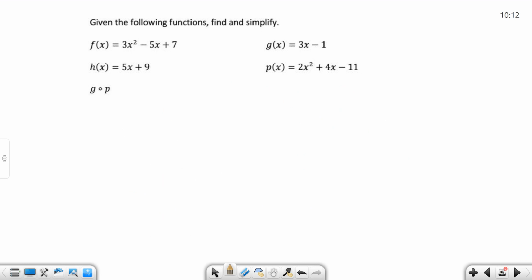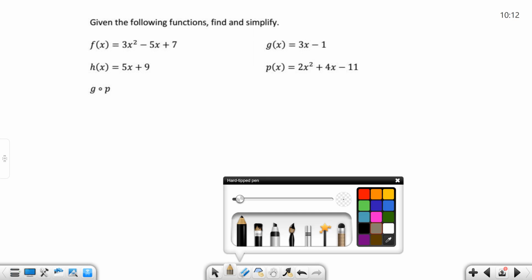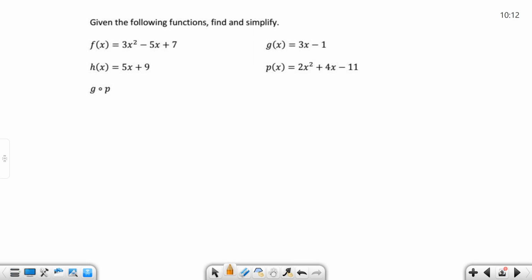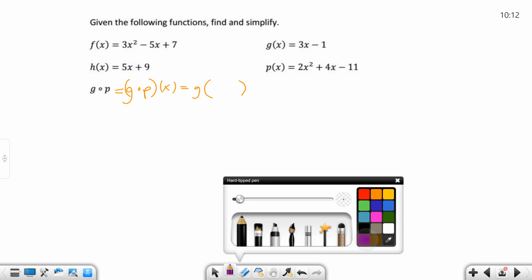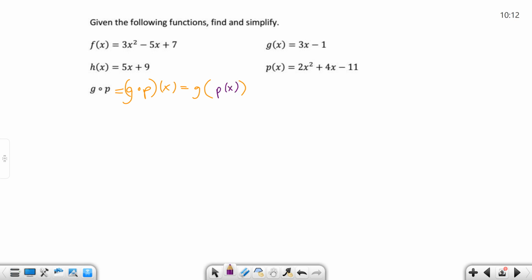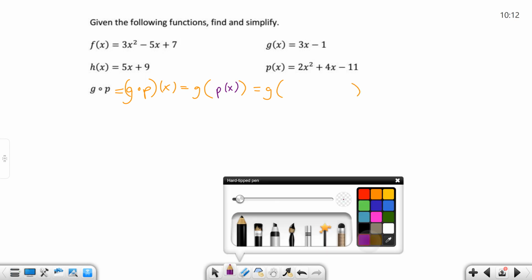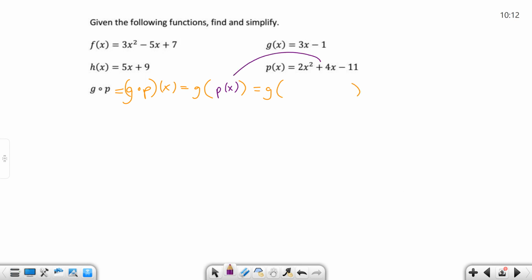Okay? So g of p. This really means g of p of x. And g, the rule for, let's see, I'm sorry. Let's do this. This is going to be g of something. What is p of x? This is the way I like to do it. I'm going to take this and plug in for p of x right here, right? So p of x is 2x squared plus 4x minus 11.